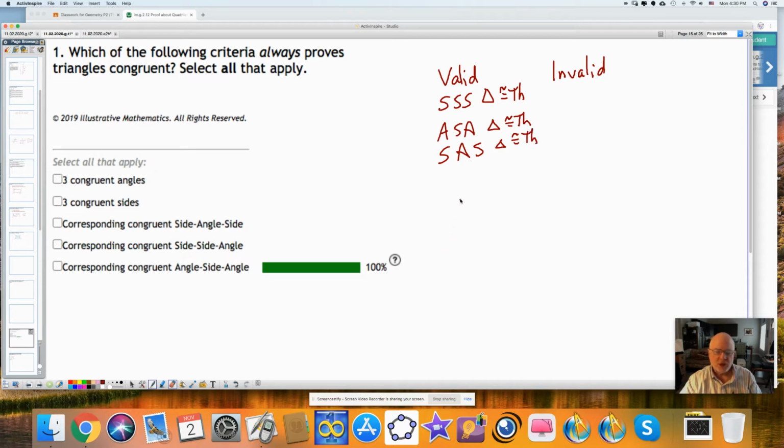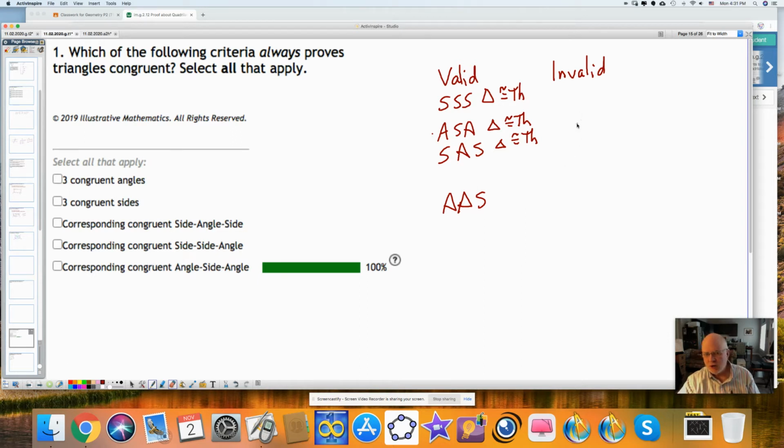What we didn't talk about, but it is still valid, is the angle angle side triangle congruence theorem. If you know two angles of one triangle are congruent to another triangle, then you know that the third angle is as well. And here we would have the side that is not included. This is actually just a version of the angle side angle one, and it is valid.